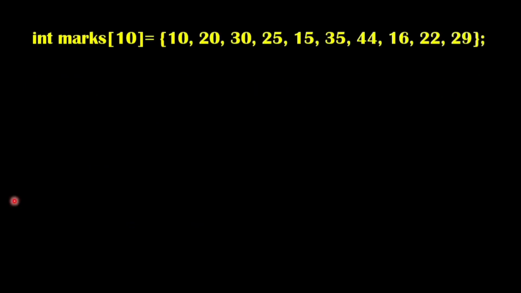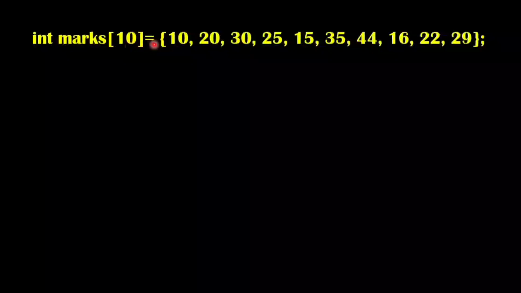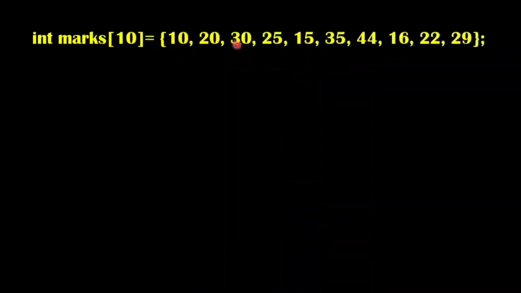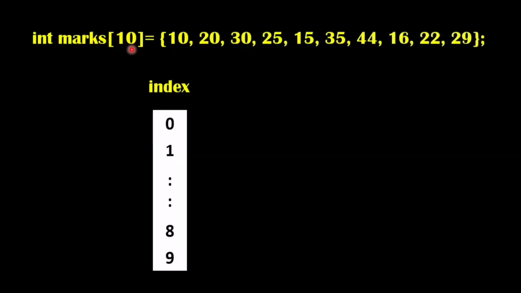Let's consider an example. Int marks of 10 is equal to 10, 20, 30, 25, 15 and so on. So here we have 10 elements, so the size of the array is 10. This array can store 10 elements. When the size is 10, in memory you can store the elements from 0 to 9.